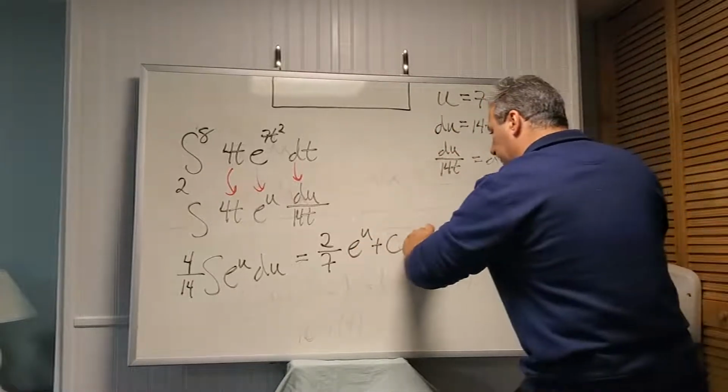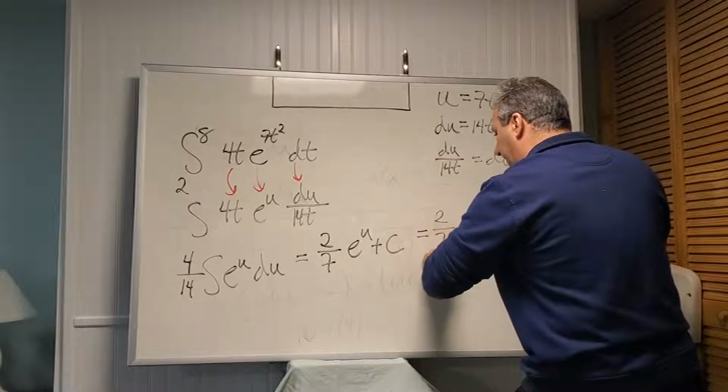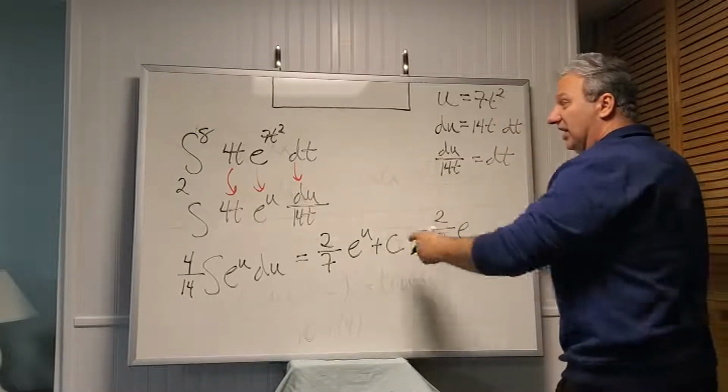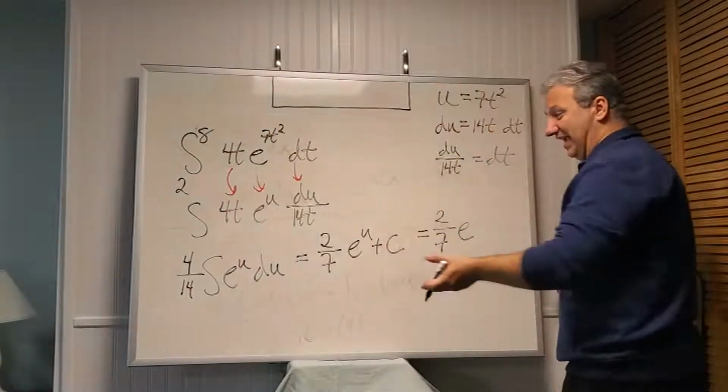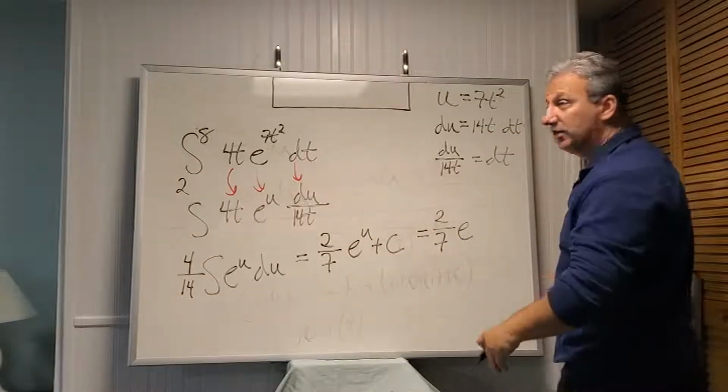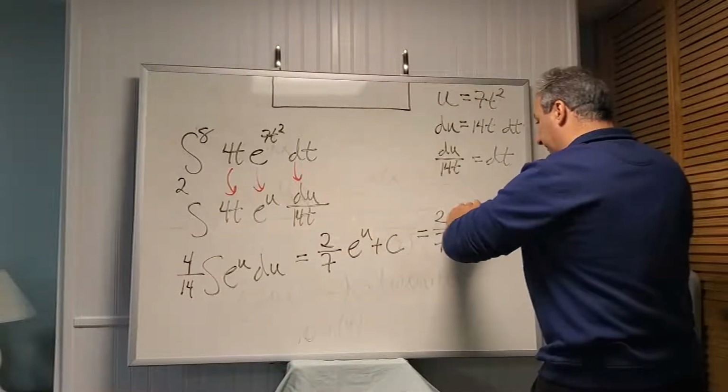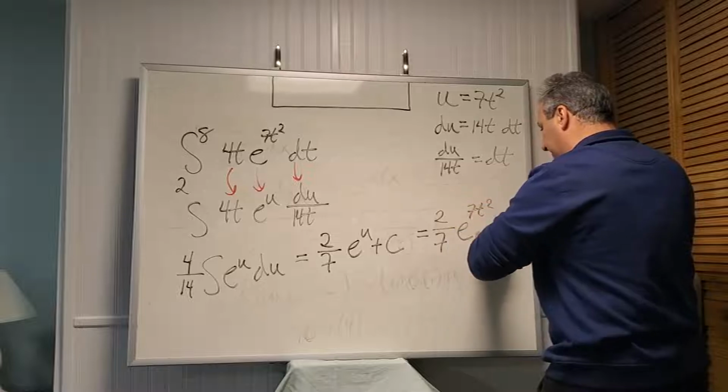But as part of u sub, we then plug back in what u was, right? It originally had t's in it. I mean, my answer has a u in it. Don't like that. So I resub back in at this moment, 2/7 e to the 7t squared plus c.